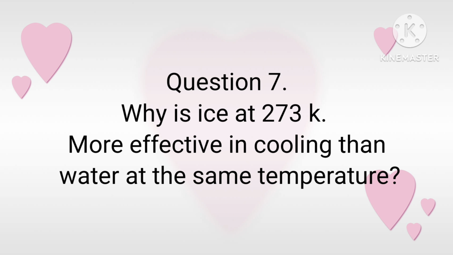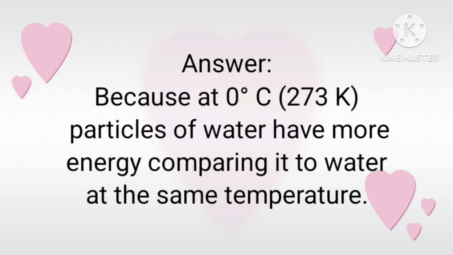Question number 7. Why is ice at 273 Kelvin more effective in cooling than water at the same temperature? 273 Kelvin means 0 degree Celsius. You should know that. It is more effective in cooling. Cooling means becoming a lesser temperature.